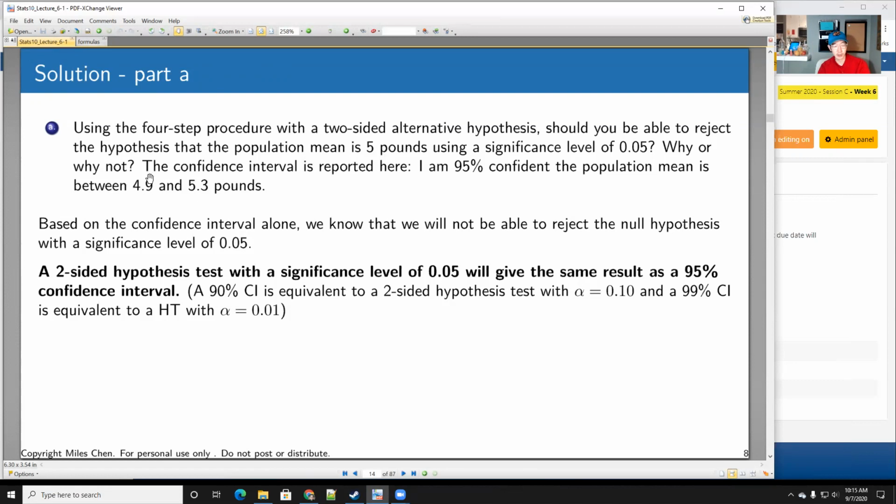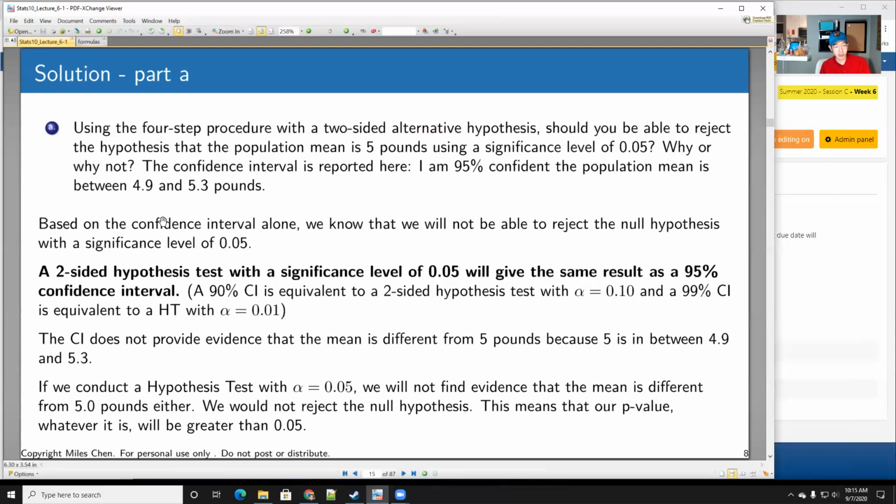Our confidence interval says we don't have evidence that it's different, so the corresponding hypothesis test would come to the same conclusion. That means the corresponding hypothesis test will result in a p-value that is greater than 0.05, right? Our confidence interval does not provide evidence that the mean is different from 5 pounds because 5 is between 4.9 and 5.3. And if we were to conduct a hypothesis test with alpha equal to 0.05, we would not find evidence that the mean is different from 5 pounds either.